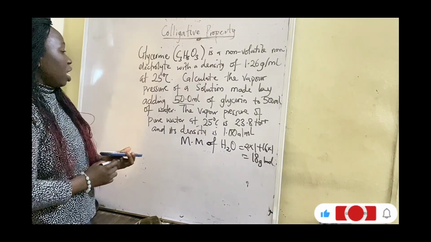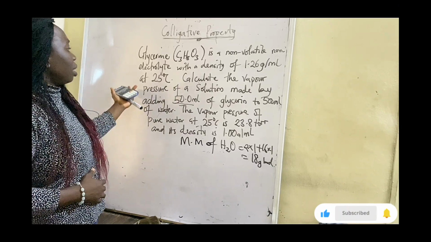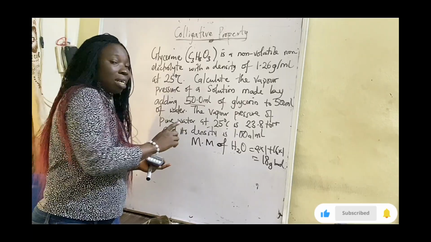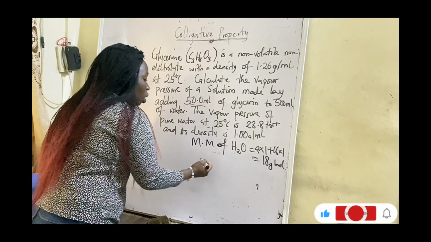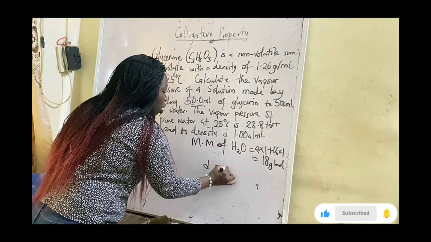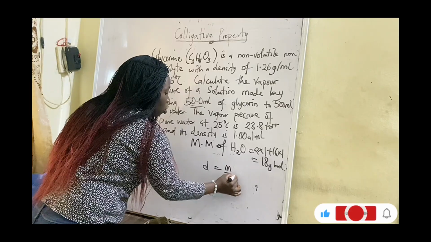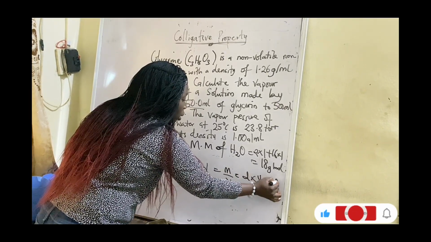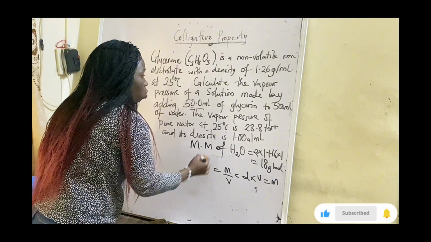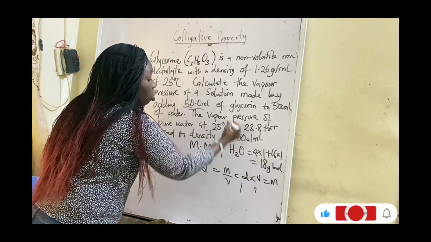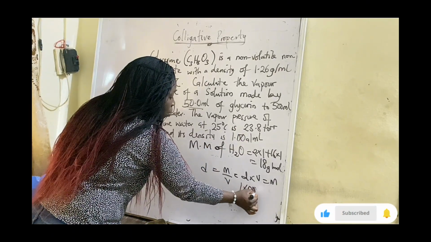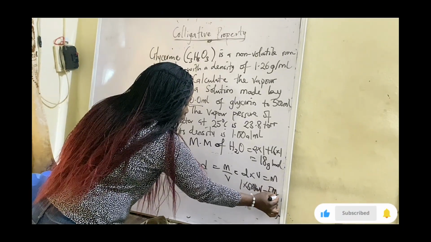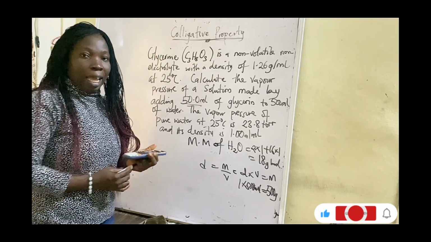Now from the question again, the density of water was given to us as 1 gram per mil. So to calculate for the mass, we simply use mass over volume. That means density times volume is equal to mass. Therefore, density is 1, volume is 500 mil. So when you multiply them, you have 500 gram of water.